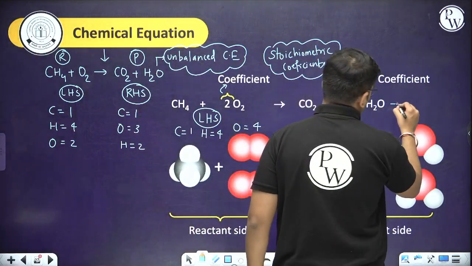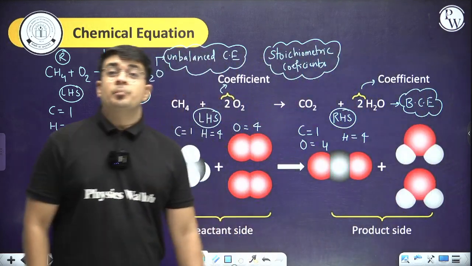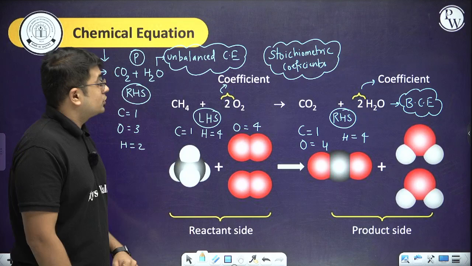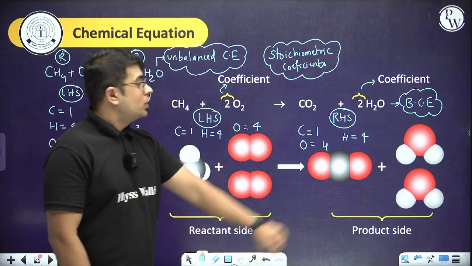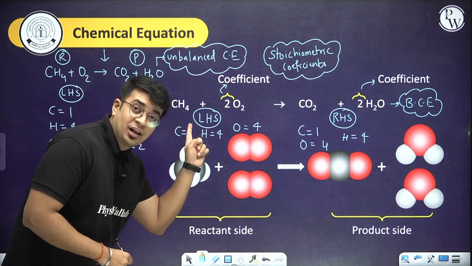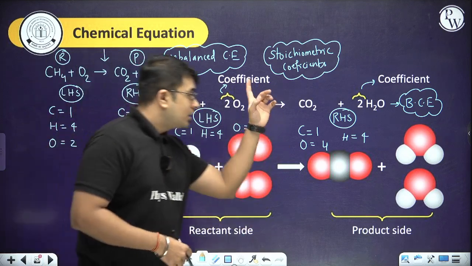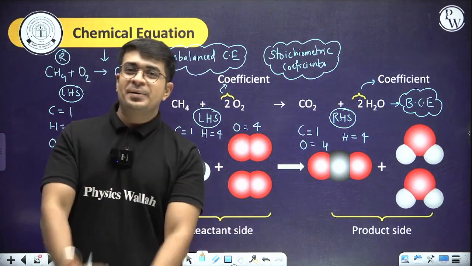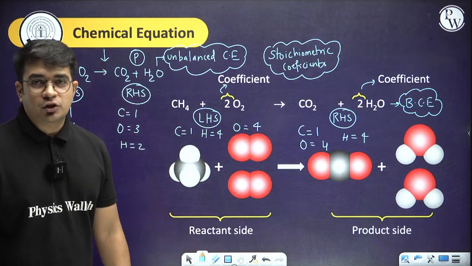It means this is your balanced chemical equation, which is much more relevant, because now I can extract the information that one molecule of CH4 is going to combine with 2 molecules of O2 to form 1 molecule of CO2 and 2 molecules of H2O. Or I can say that 1 mole of CH4 is going to combine with 2 moles of O2 to form 1 mole of CO2 and 2 moles of H2O. I hope this entire part is clear. This is the most important portion related to the concept of stoichiometry.